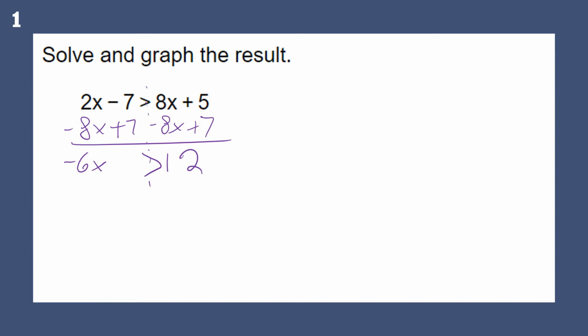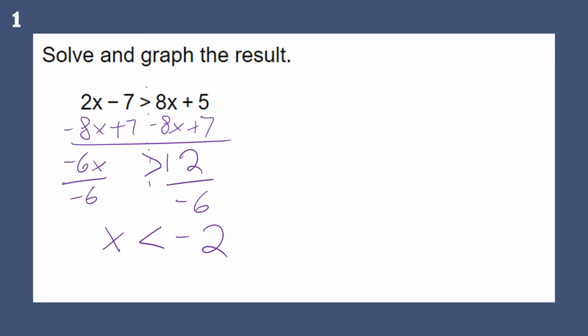Now all I did was add and subtract, so that's not going to do anything to my sign. However, this next step will. I'm about to divide by a negative 6. And whenever you multiply or divide by a negative, and you're dealing with inequalities, not only does it switch the sign of the thing you're dividing by, but it also flips the inequality sign. So this ends up being x is less than negative 2.